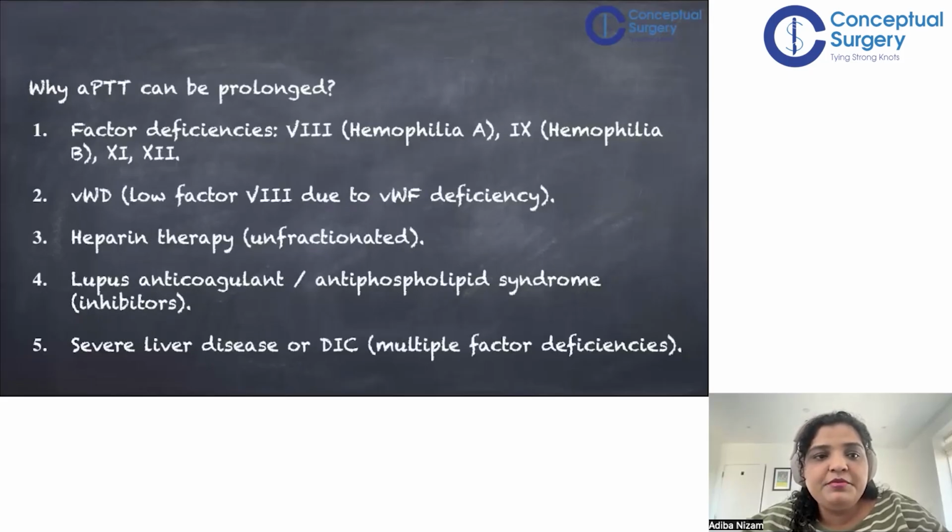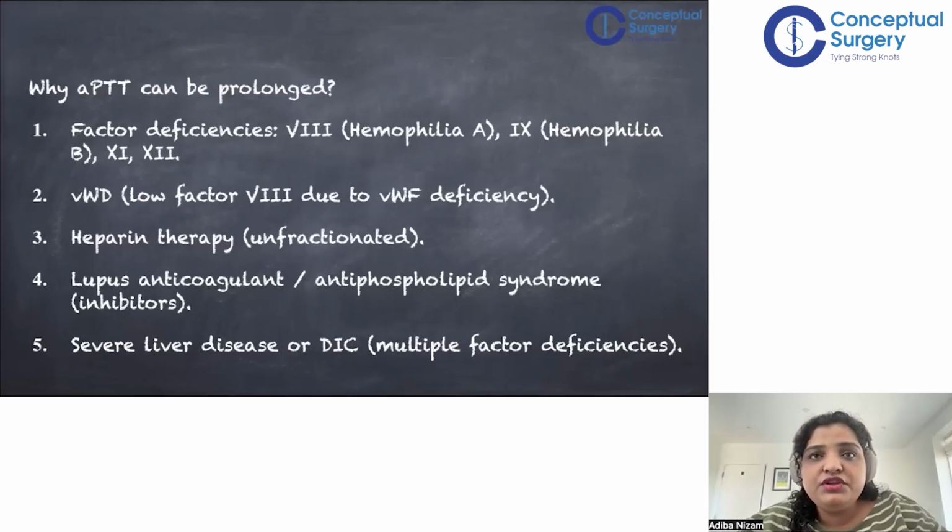So, when can it be prolonged? It can be prolonged in factor deficiencies such as in hemophilia A and hemophilia B, von Willebrand disease, when we are using unfractionated heparin, in cases of lupus anticoagulant and antiphospholipid antibody syndrome, and in severe liver disease or DIC. In DIC, all the factors are consumed. It's a consumptive coagulopathy. So all the coagulation factors are consumed, including those of the extrinsic pathway, the intrinsic pathway, and the common pathway.